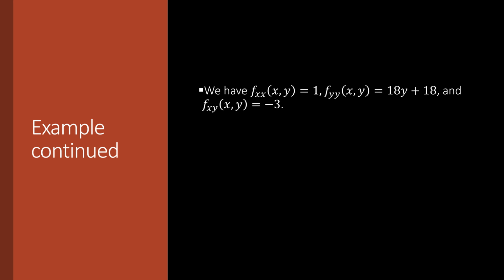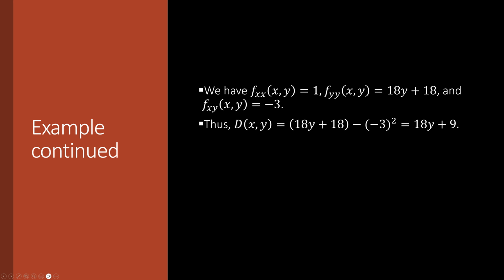So then we use our second derivative test to see what's going on here. If we take the second partial derivative with respect to x, we just have 1. Take the second partial derivative with respect to y, and I get 18y plus 18. And then the mixed partial derivative is just negative 3. So if I plug this into my formula for D, it's going to be 1 times (18y plus 18) minus 3 squared. So that just gives me 18y plus 9.